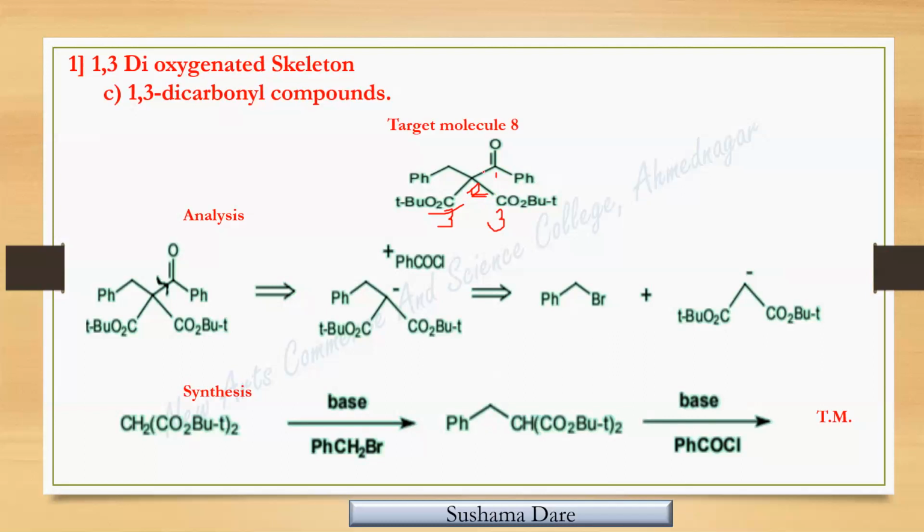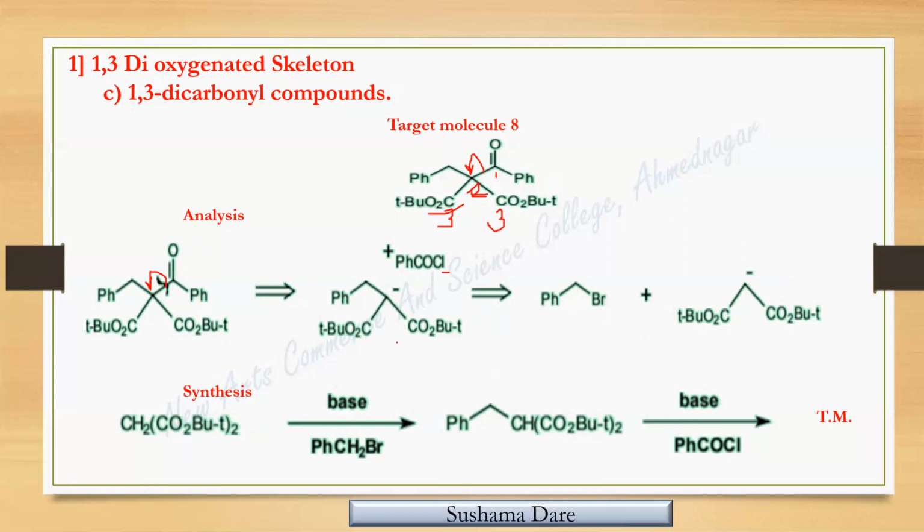Now you disconnect number 2 because number 2 carries a highly acidic proton. This proton is flanked by 2 carbonyl groups, therefore that proton is more acidic. So disconnect this bond in the direction of this, generating a negative charge here, plus what? PhCO plus. The leaving group is PhCO-Cl.